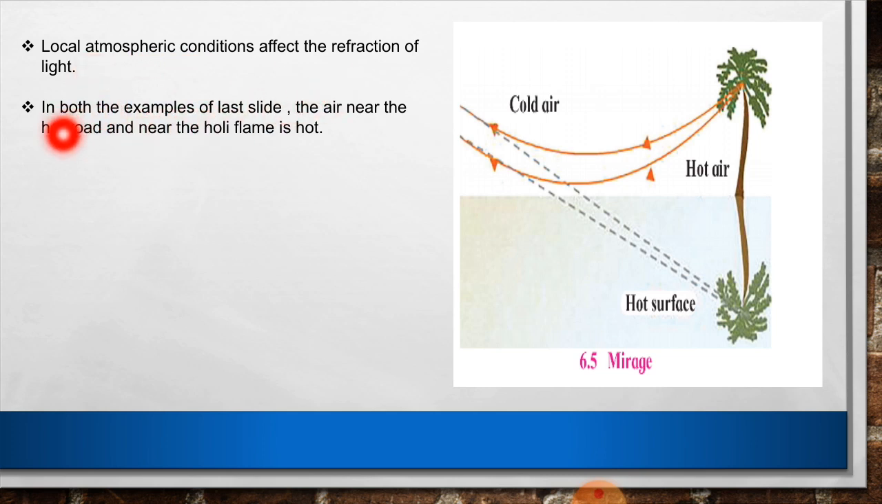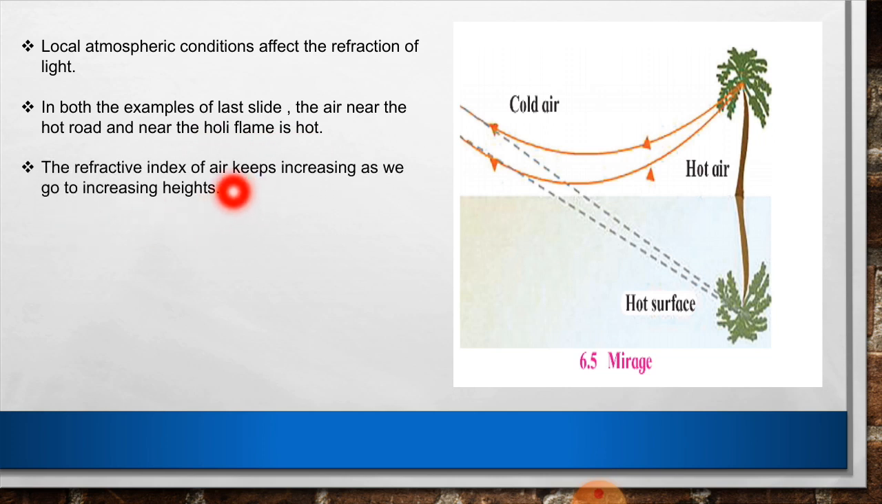Yes. In both the examples of the last slide, the air near the hot road and near the holy flame is hot. As the ground is hot because of the temperature, the air near the hot road is also hot, and it's a holy flame, that means we lit that flame with fire. So the holy flame is also hot. The refractive index of air increases as we go to increasing height.